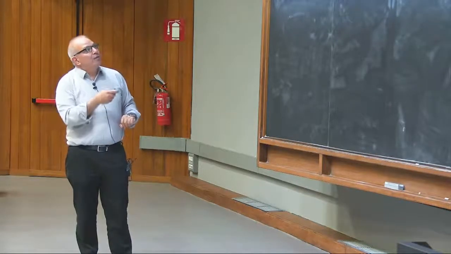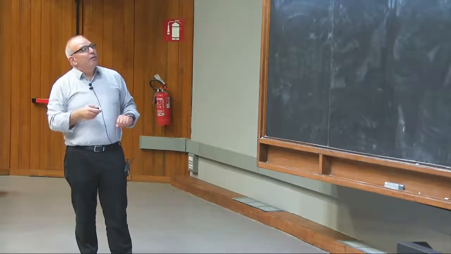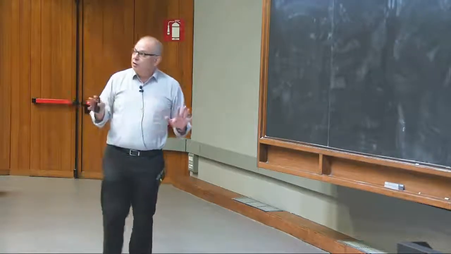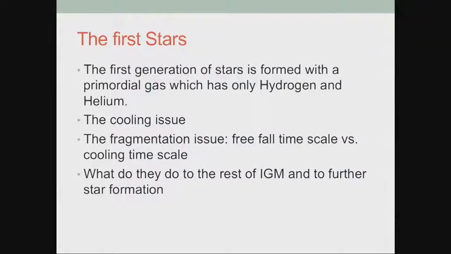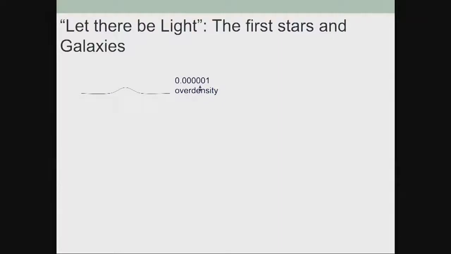Pure atomic hydrogen, I didn't mention helium so much, but hydrogen dominates everything here. Pure atomic hydrogen has a problem. It's very hard to understand how things would form, and I'll go through details a little bit to clarify this picture. And then I'll talk a little bit about what it does to the rest of the IGM, especially in terms of population 2 stars. Okay, so this is the cartoon.